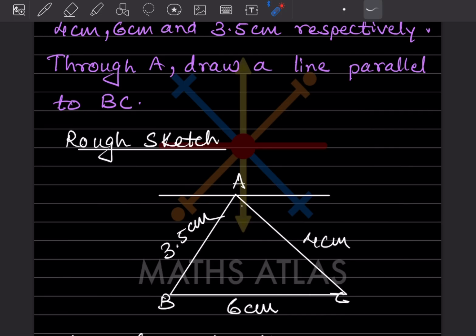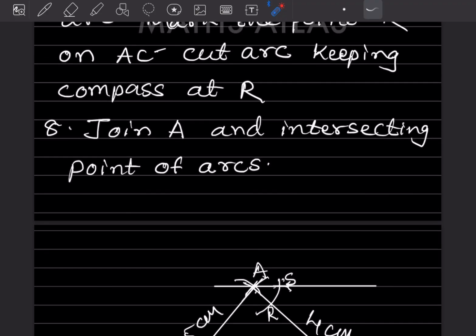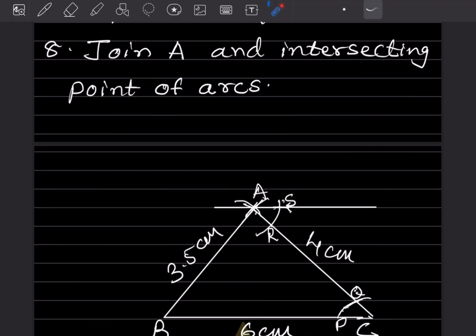So this is the rough sketch. Here the parallel line should be here. Now these are the steps of construction. So be careful with this one. This is slightly different, but you have to see here. This is the construction. These are not the actual measurements, but it should look something like this.